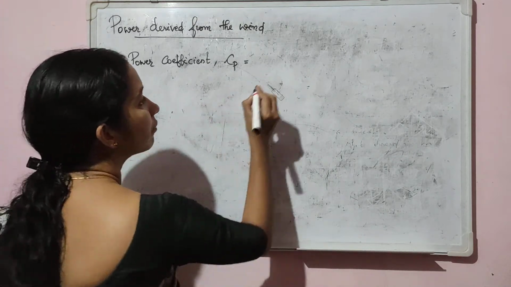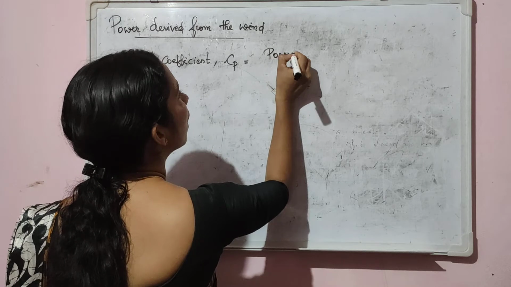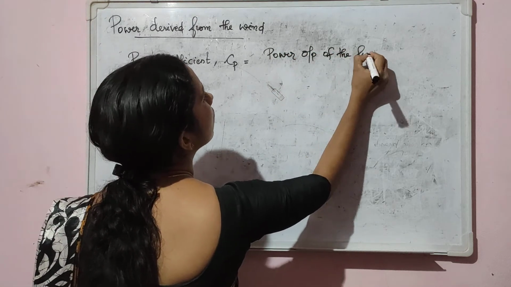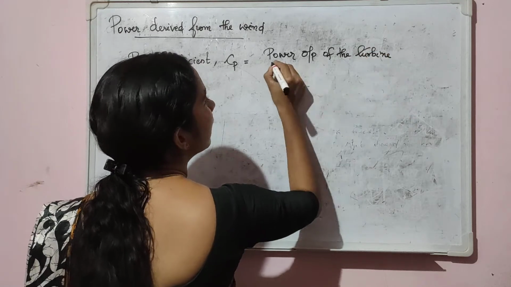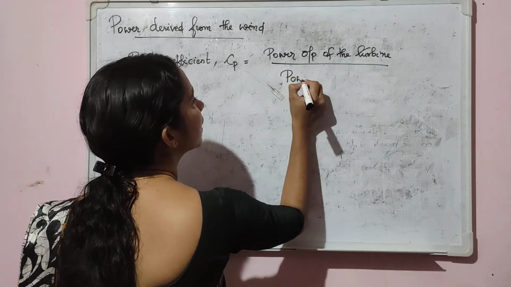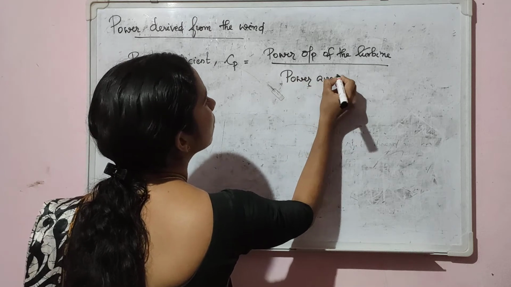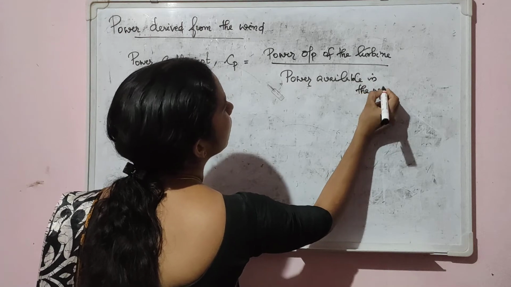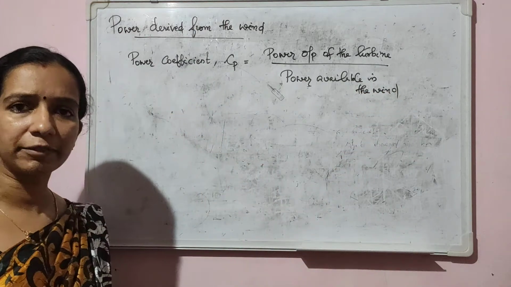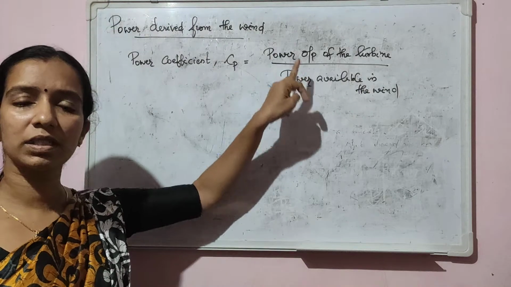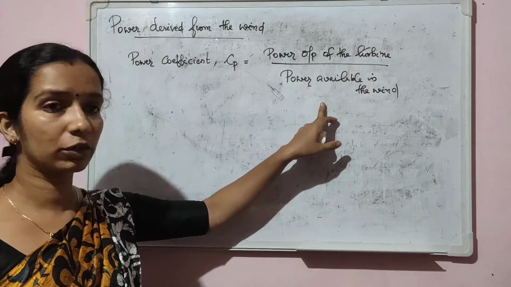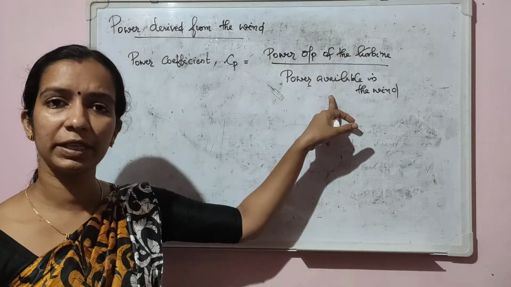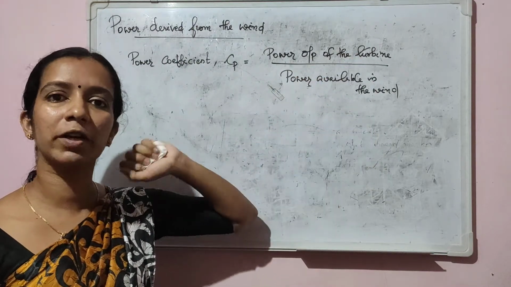So power coefficient will be the power output of the turbine divided by the power available in the wind. So this power coefficient is similar to the efficiency of the turbine. Okay. So output divided by input. Output power of the turbine divided by power in the wind. That means input power to the turbine.